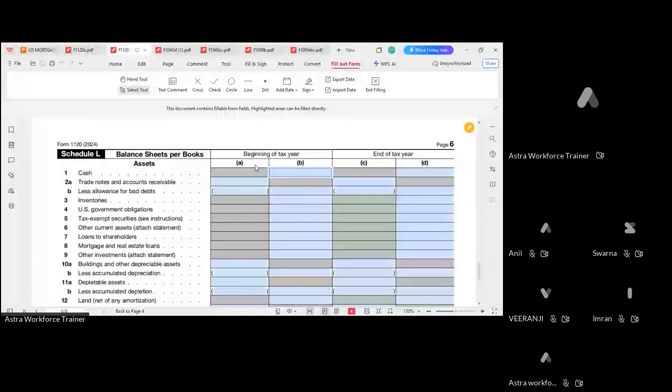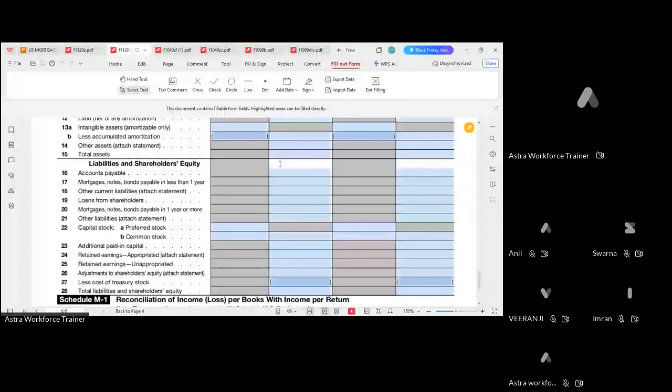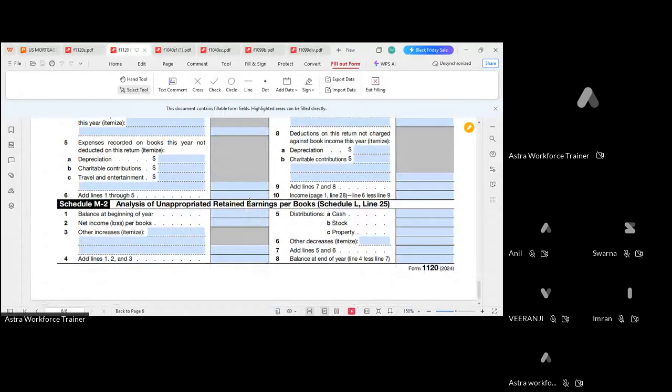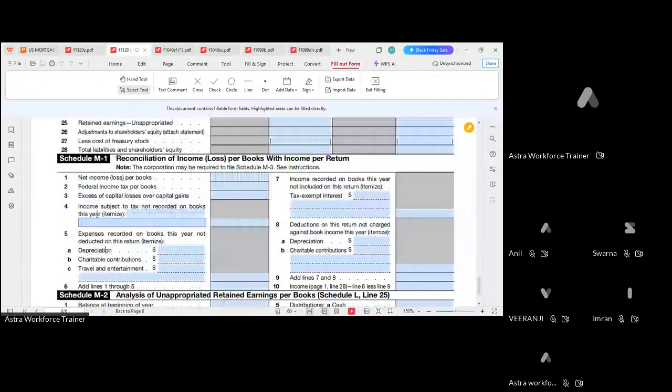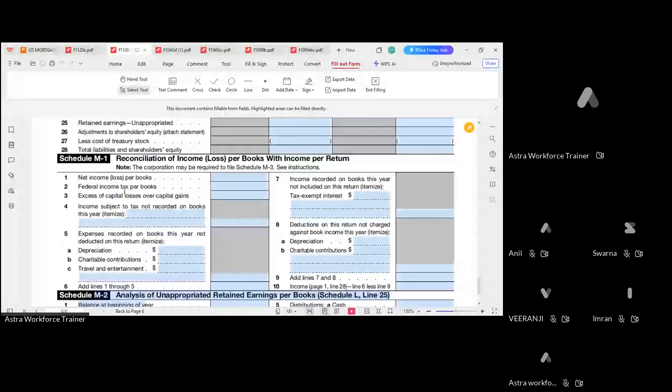And here also we'll get the balance sheet and the reconciliation of income or loss per books. Per books means the profit and loss or balance sheet books. We will get all the details over here. So please go through this, M-1 and M-2, which I'm sharing in this document. If you have any questions, you can ask me.